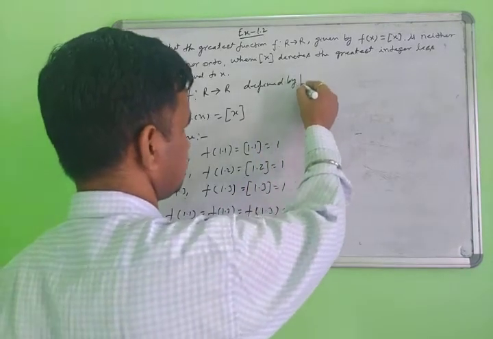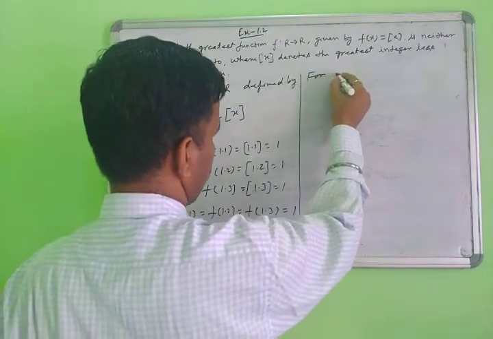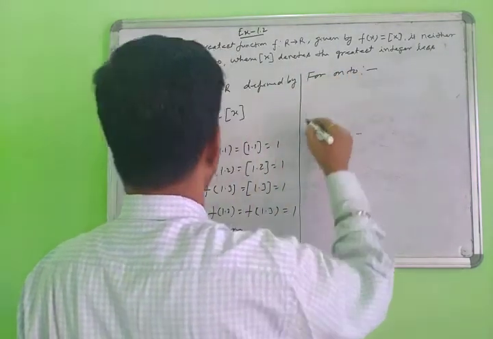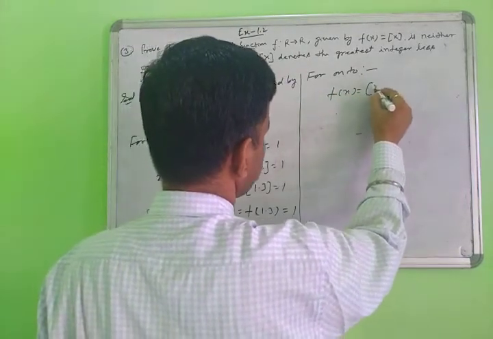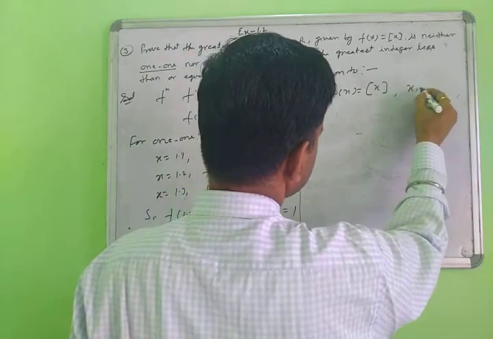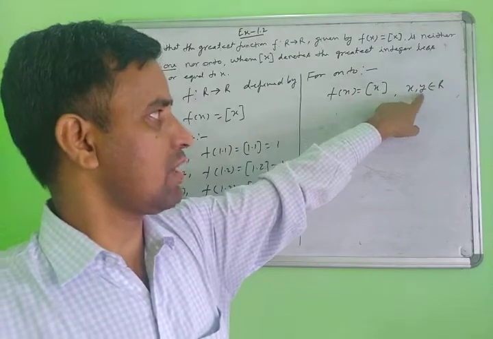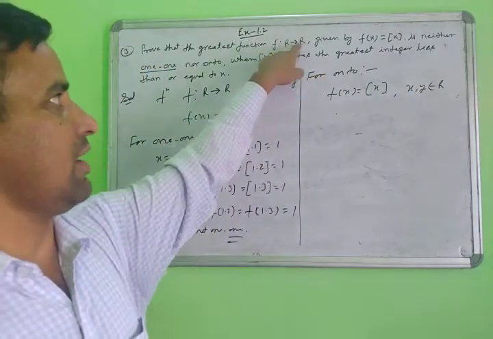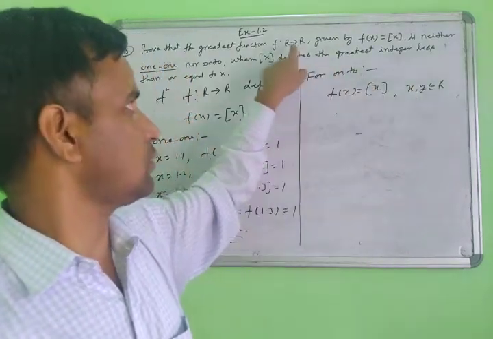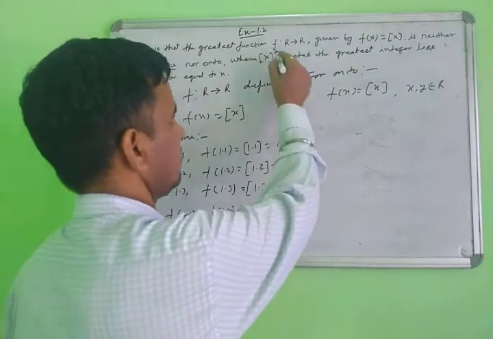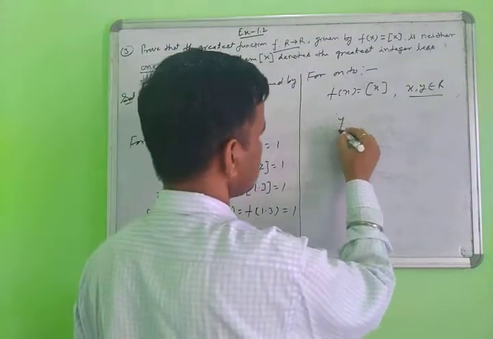So next, second thing here, onto. What is your f(x) equal to the greatest integer function of x, where x and y belong to R, meaning domain x and codomain y. X is the domain, y is the codomain, so both have the real numbers. According to the given condition, domain and codomain both are real numbers. So what is the value of f(x)? It is y.